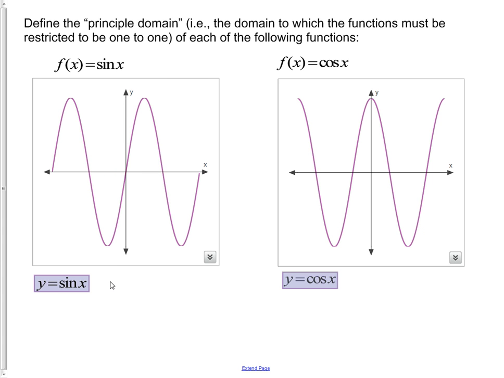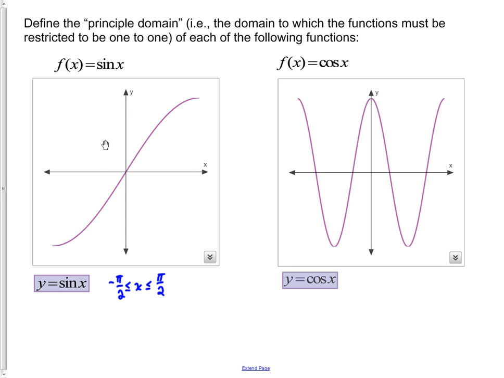So we would say negative pi over 2 as an interval to positive pi over 2. And let me illustrate that graph by adjusting this picture right here so that we're only looking at that much of the graph.